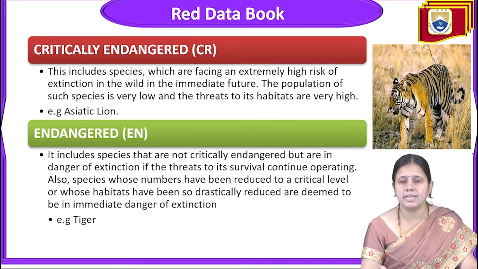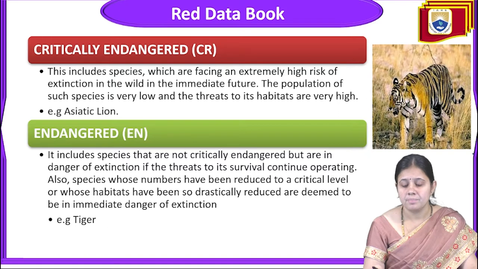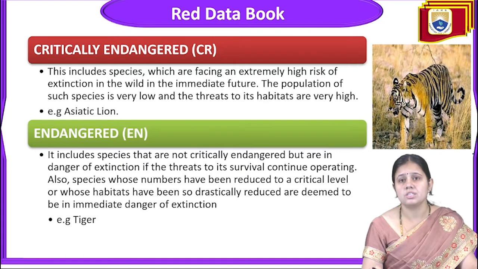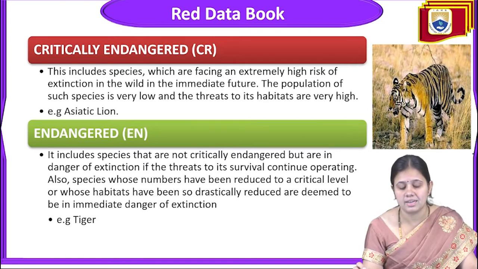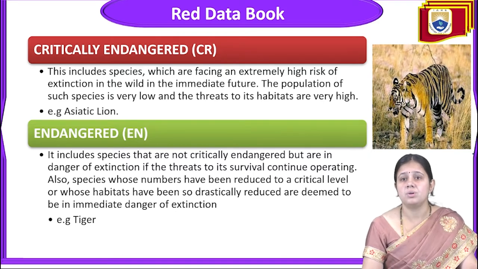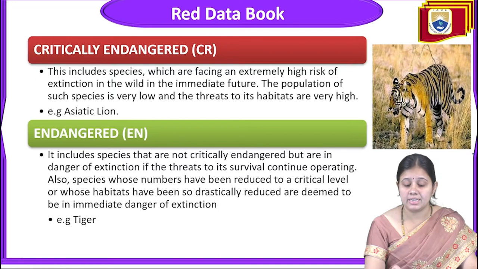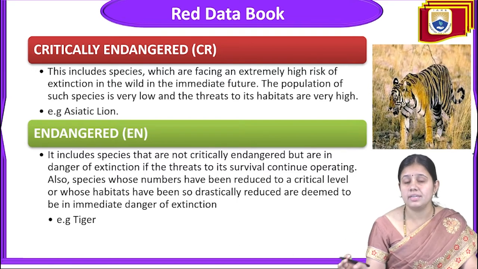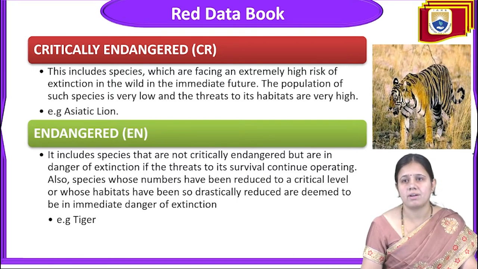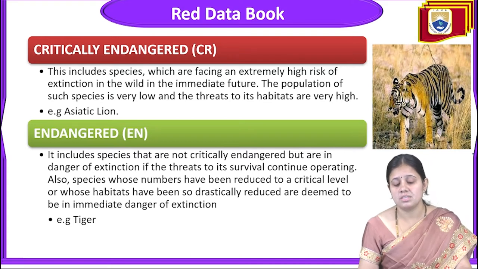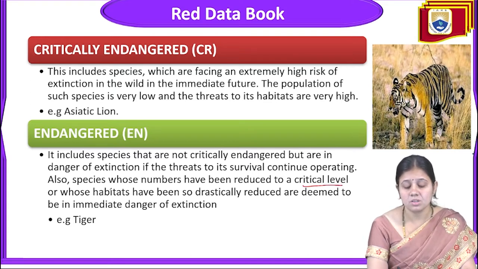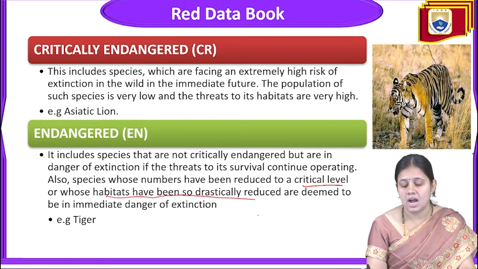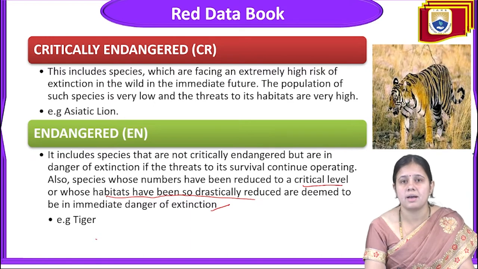Now comes the category of endangered. It includes species that are not critically endangered but are in danger of extinction if the threats to survival continue operating. Also, species whose numbers have been reduced to a critical level or whose habitats have been so drastically reduced are deemed to be in immediate danger of extinction. Its example is the tiger.